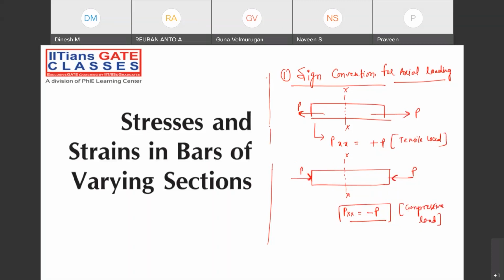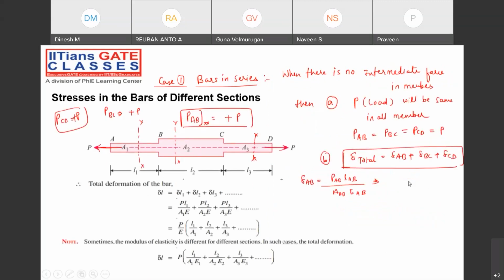Very, very important. Please note it down. Sign conventions. Once it is done, please let me know. Done, all of you? Perfect. So similarly, if you just follow the sign convention, my dear friend, you'll be getting forces in AB member, BC member, CD member to be same.